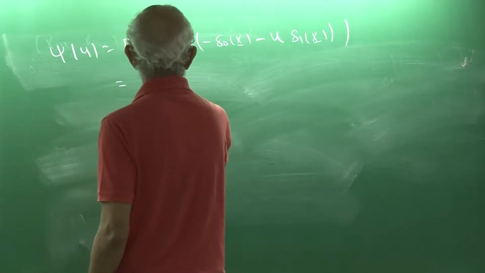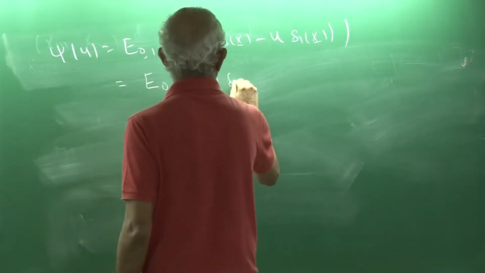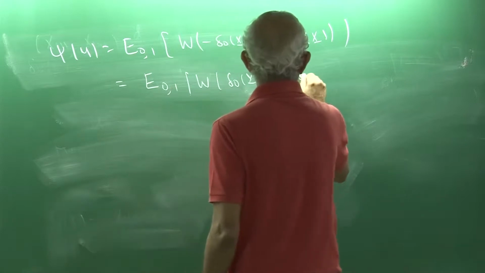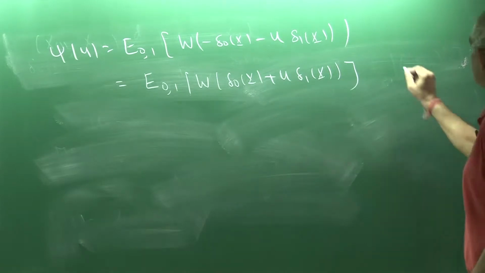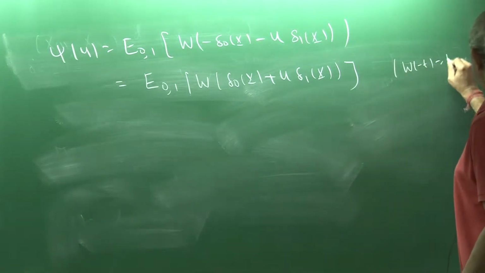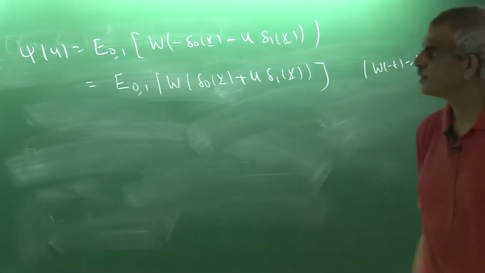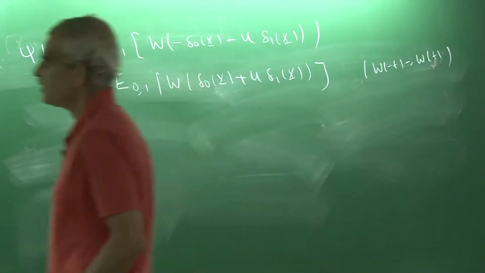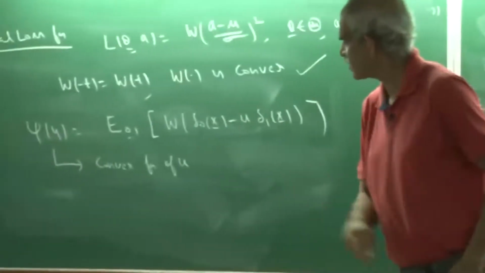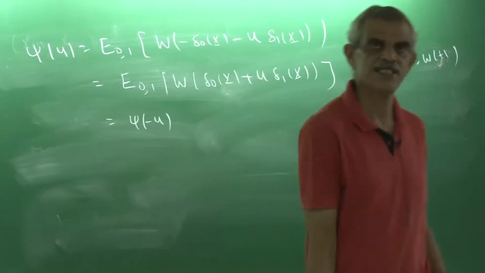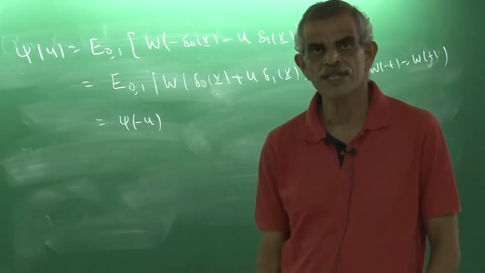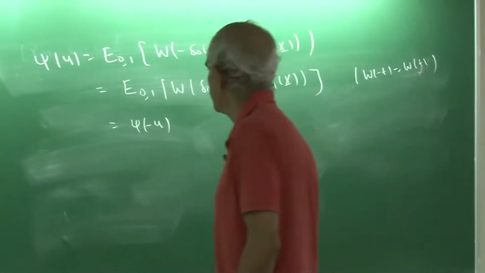So this is same as E of W of delta naught x plus u times delta 1x, because W of minus t is same as W of t. But what is this? This is exactly same as this, except that u is getting replaced by minus u. So this is same as psi of minus u. So psi is convex, and psi of u is same as psi of minus u. So the minimum would be attained at u equal to 0, which we have done many times.